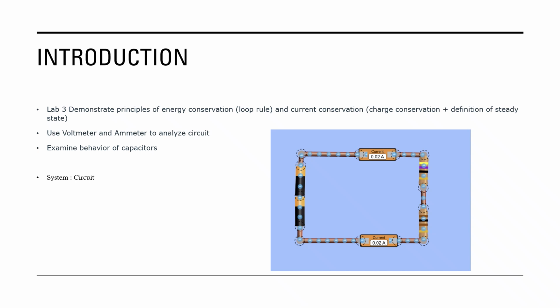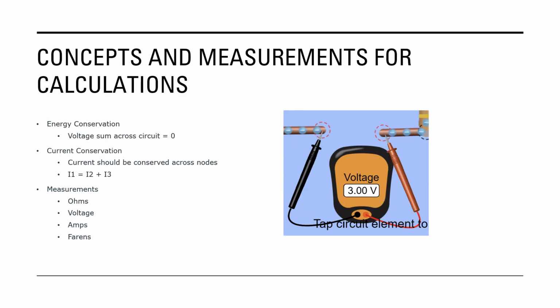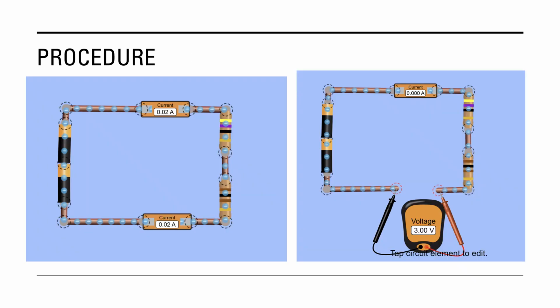The system was a circuit. I had to use a simulation because I'm studying abroad. So, assumptions: it's a closed circuit, no heat loss, no interference, using simulations, so not real world data. Concepts and measurements: energy conservation, current conservation, and there are different measurements.